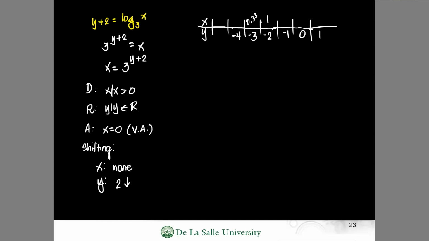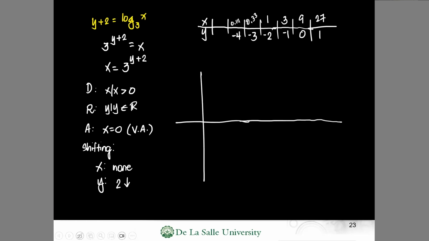What about this one? Negative 4. Am I correct in saying this is 0.111? This one, if it's negative 1, negative 1 plus 2 is 1. 3 to the 1 is 3. If y is 0, 0 plus 2, 2, 3 squared is 9. And then 27, right? Okay, so let's plot this. You know that the vertical asymptote is this one, as stated there. X equals 0 is your vertical asymptote.